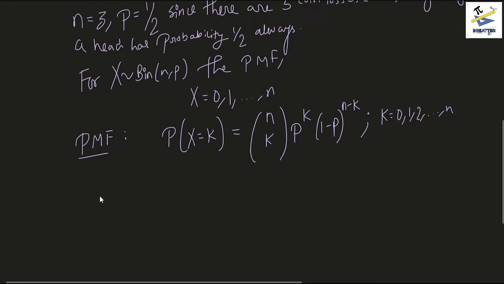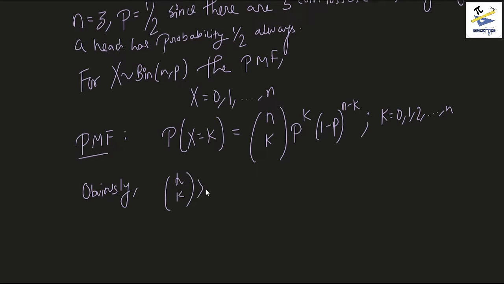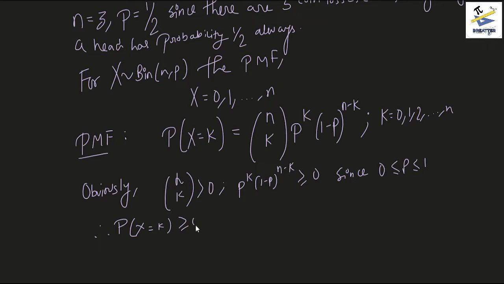This is a common exercise. So firstly, obviously all the terms are positive, that is nCk is greater than 0, and p to the power k into (1 minus p) whole to the power n minus k is also greater than or equal to 0, since 0 is less than or equal to p, which is less than or equal to 1. Therefore, probability of x equals k is greater than or equal to 0. So the non-negativity condition is satisfied.